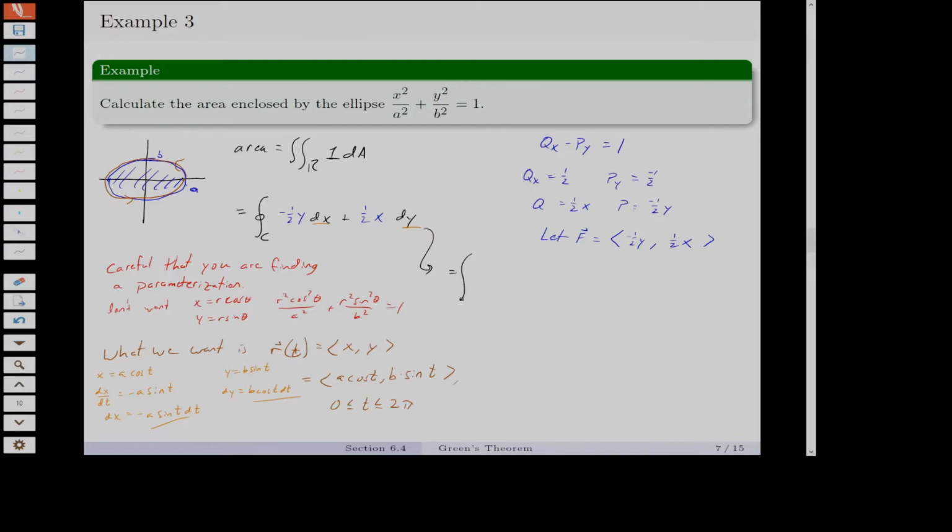So we have an integral from t equals 0 to 2 pi, negative 1/2 times y is equal to b sine t, times dx, which is negative a sine t dt, plus 1/2 x, x is a cosine of t, times dy is b cosine of t dt.